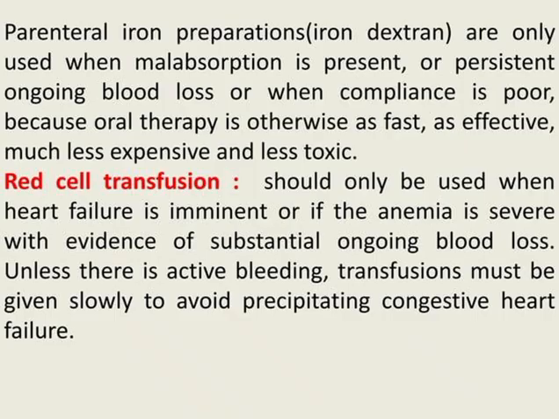Unless active bleeding is present, the transfusion must be given slowly to avoid precipitating congestive heart failure due to fluid overload. Usually, a restrictive strategy uses a hemoglobin threshold of 7 to 8 grams per deciliter, though higher thresholds may be used for patients with pre-existing cardiac disease. Based on these considerations, we make the final decision to give the red cell transfusion for iron deficiency anemia.